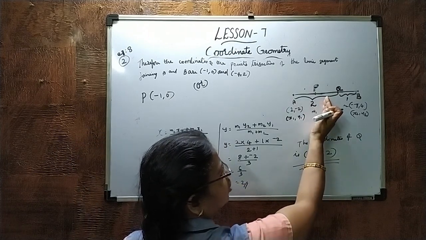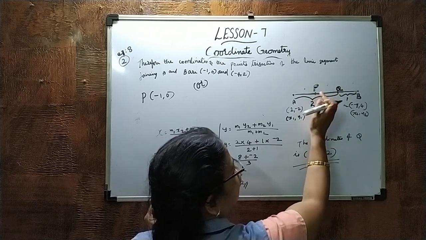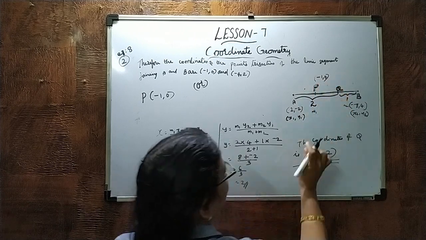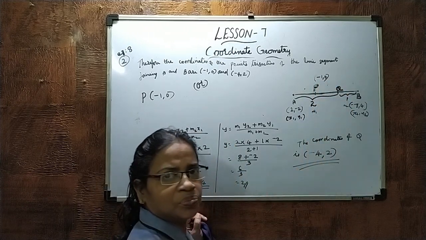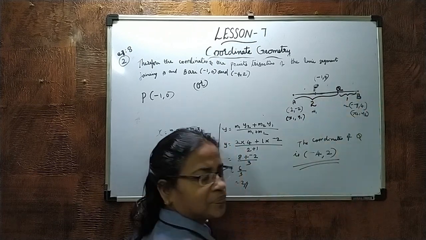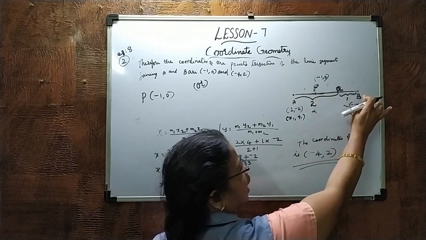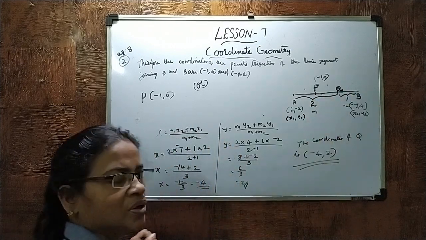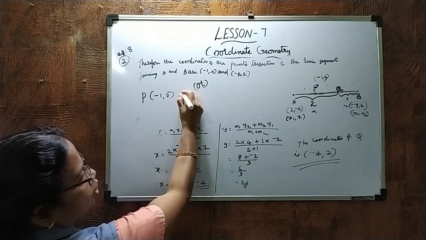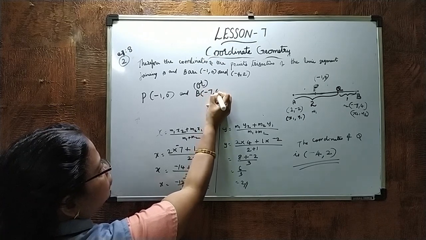So when we got the answer for P, just think about Q. If we got P as negative 1, 0, now look, how will you find out Q? Q is the midpoint of P and B. So P is negative 1, 0 and B is negative 7, 4.